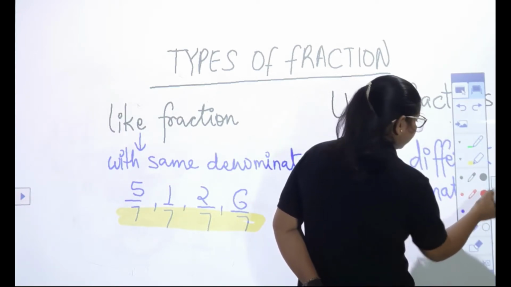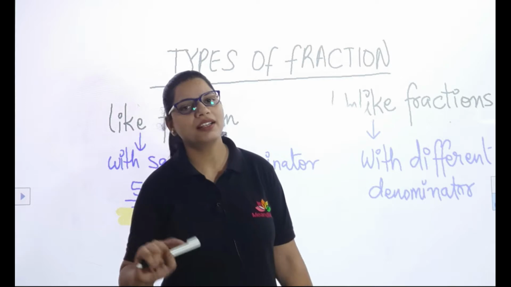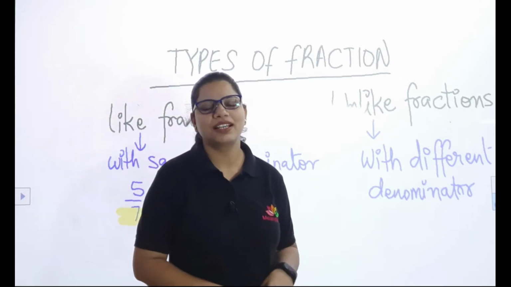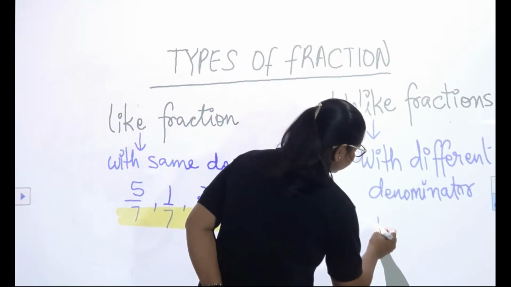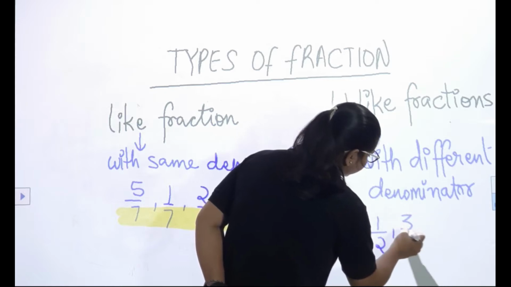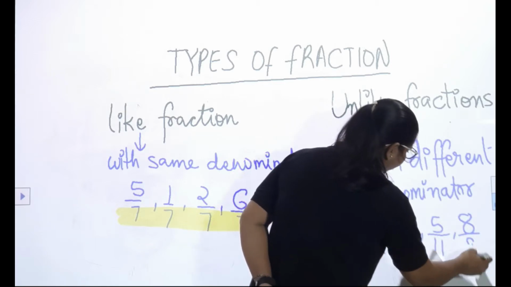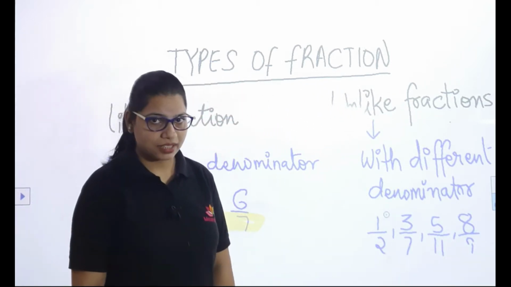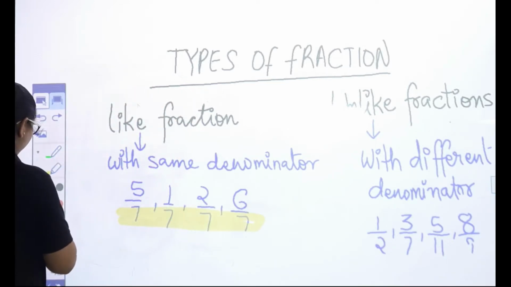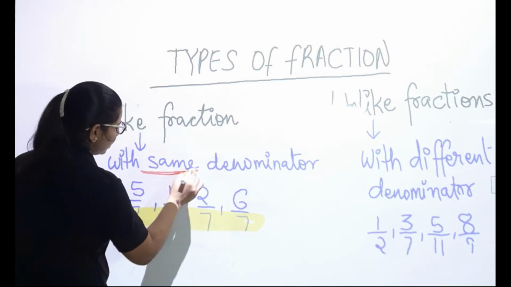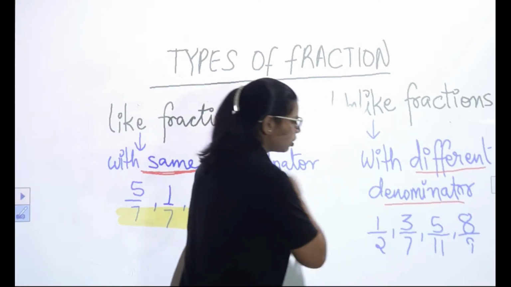Now let's discuss some examples. You can take any group of fractions with different denominators. Let's say for example 1 upon 2, 3 upon 7, 5 upon 6. They all have different denominators. 1 upon 2, 3 upon 7, 5 upon 11, 8 upon 9. They are unlike fractions. So like fractions are the fractions with the same denominator. Unlike fractions are the fractions with different denominators.